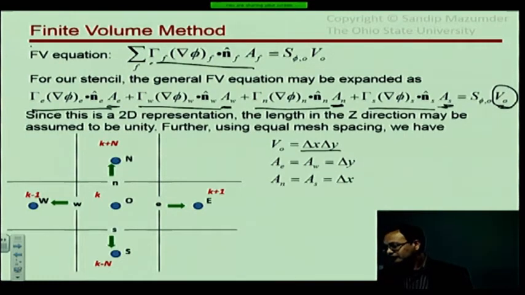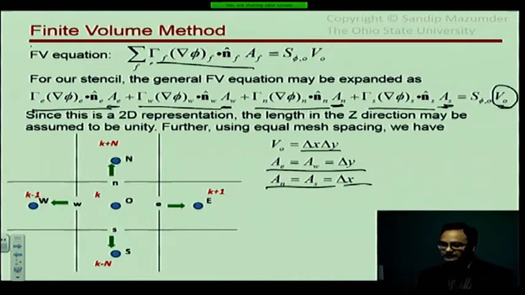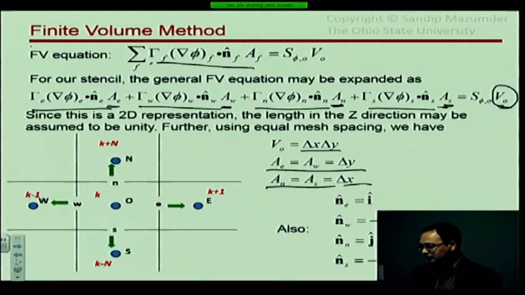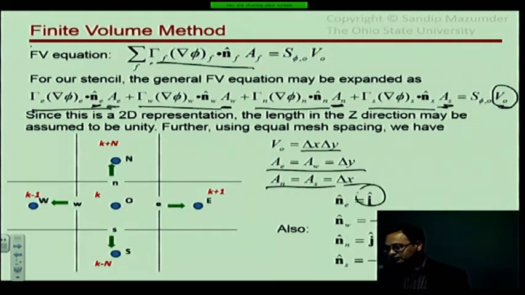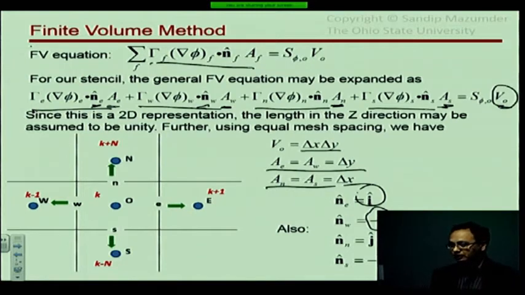Okay, for this 2D Cartesian stencil, the face areas are A east and A west equal to delta y, and A north and A south equal to delta x. Going further down, N east is your unit vector in the x direction. N west, similarly, is the negative unit vector in the x direction, because it's pointing the other way. And similarly, N north is j, and N south is minus j. Okay, so those are your 4 surface normals.